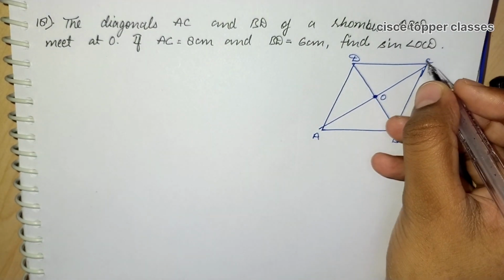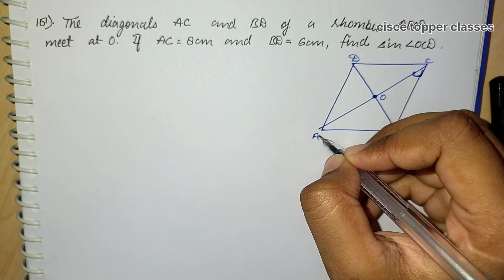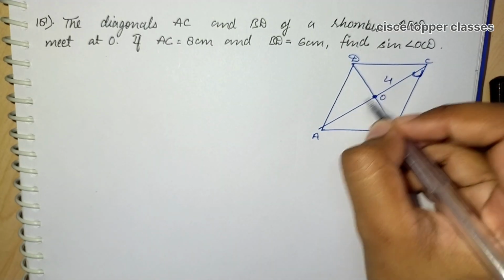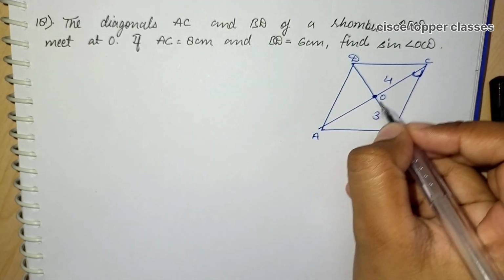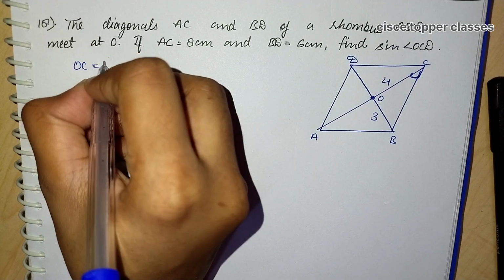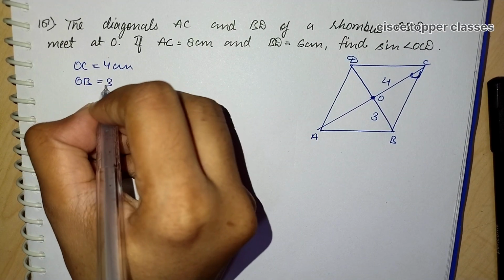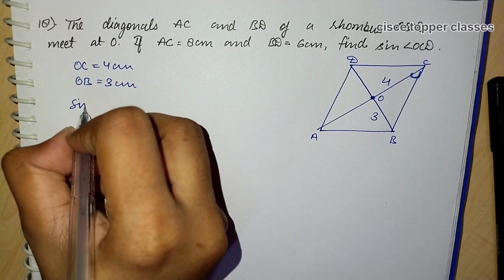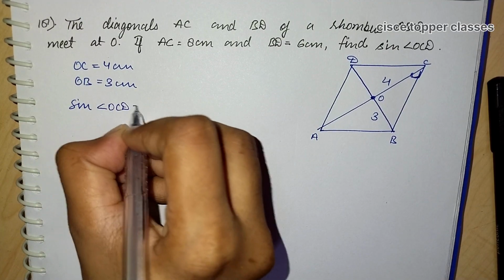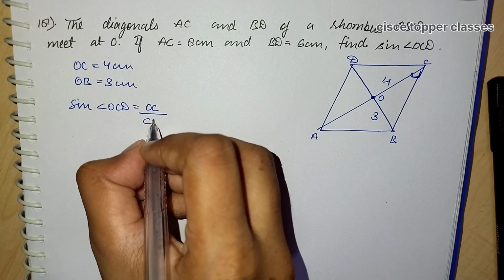angle OCD. So here, AC is given to us as 8, means this will be 4, and BD is given to us as 6, so this will be 3. Half of that will be, means OC is 4 centimeter and OB is 3 centimeter. Half of the diagonals. So from that we can find the value of sine of angle OCD will be OC height by hypotenuse which is CB.